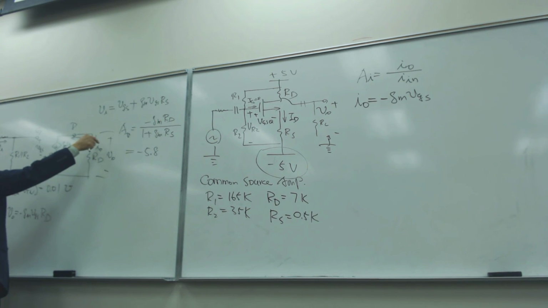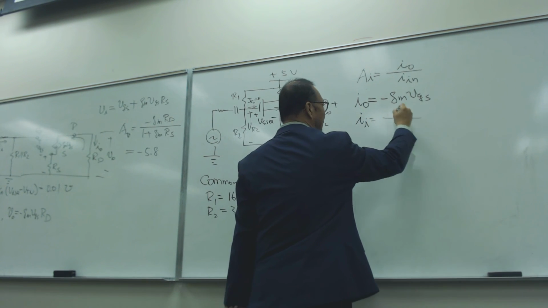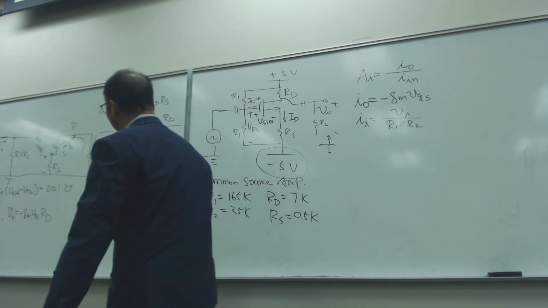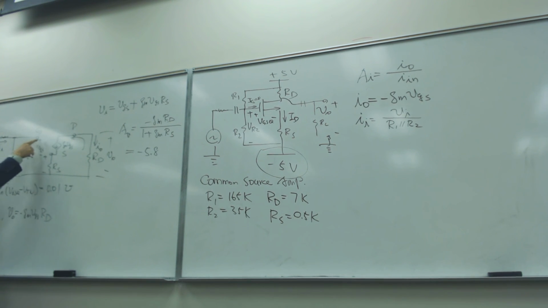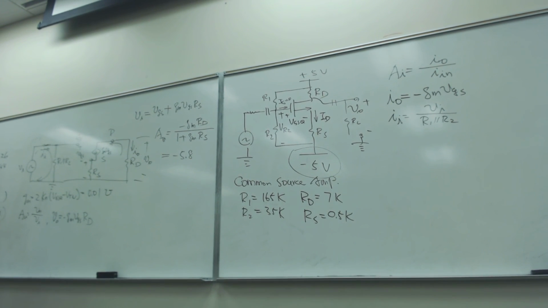If you have two branches, then you have to use the current divider rule, but we don't have that, so make it easy. What is I sub I? I sub I is V sub I over R1 in parallel with R2. Now, this is not connected, right? If this were connected, then it's a different story. So this is open, an independent loop. Now, when you were solving for V I, what did you have to add, V GS plus the voltage over R S?